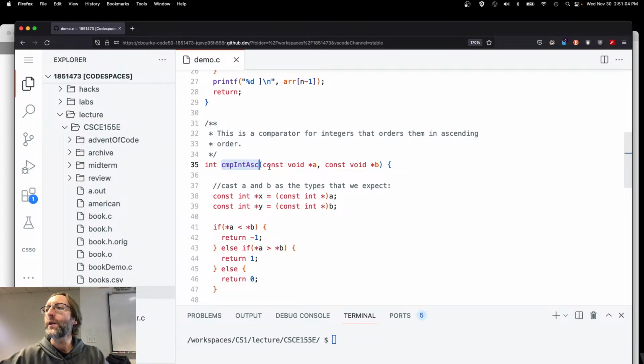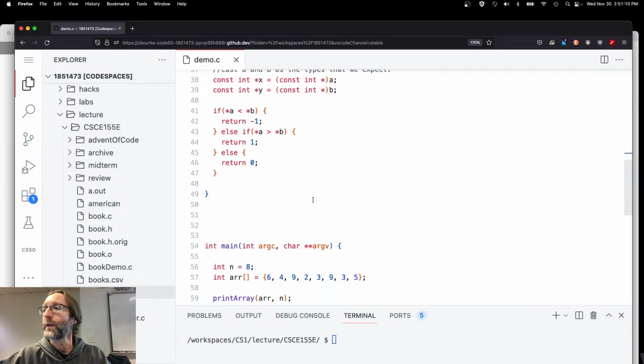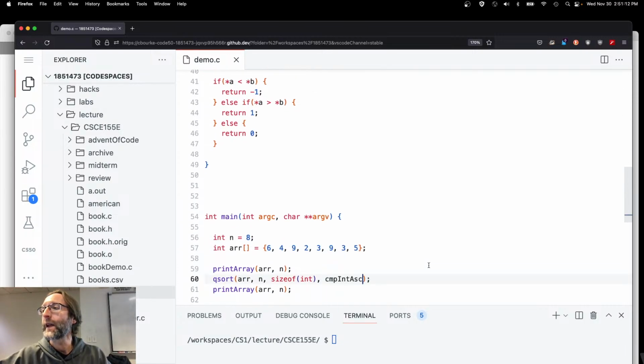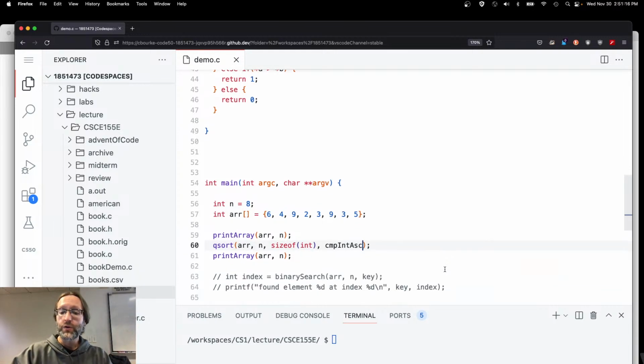The comparator that I want to use is this function right here. Order integers in ascending order for me. And so I'm going to pass it in like this. Right? It's just the function name. Don't confuse it with this. This is wrong right here.